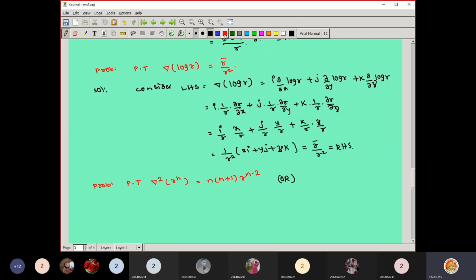They can also ask like this. Or you are asking here, it is divergence of gradient of r power n. This is equal to n plus 1 into r power n minus 2.